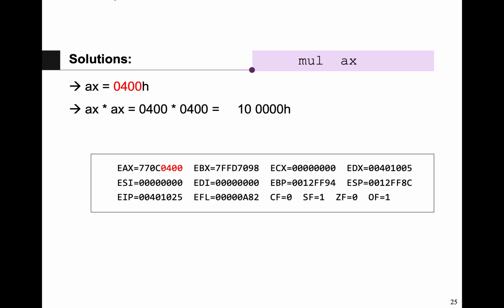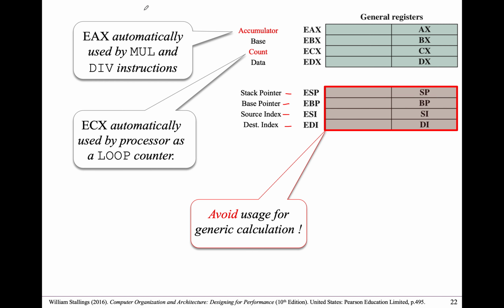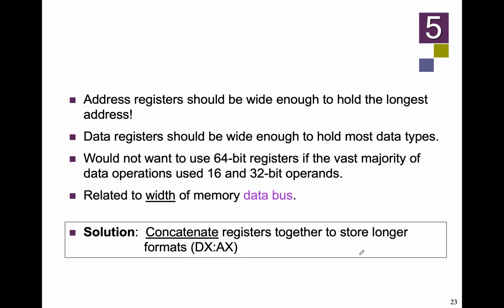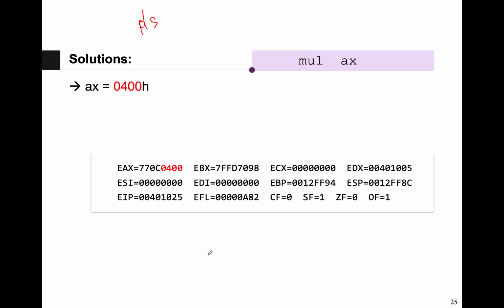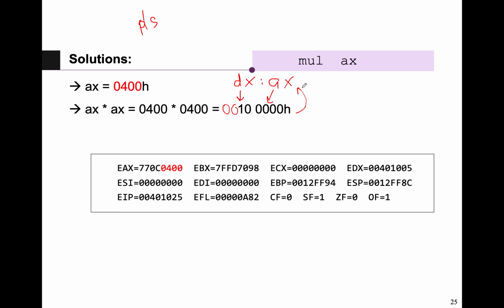Go back to your PS. Do you remember? If you have a longer storage format, you need to use DX:AX. So this is the answer you need to give in this format too. This is 16 bits and this is another 16 bits, so you put it like this. Your AX will be stored with the value 0000, and your DX will be 0010.